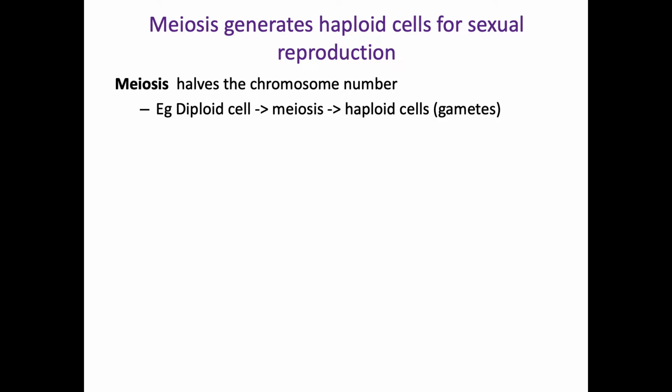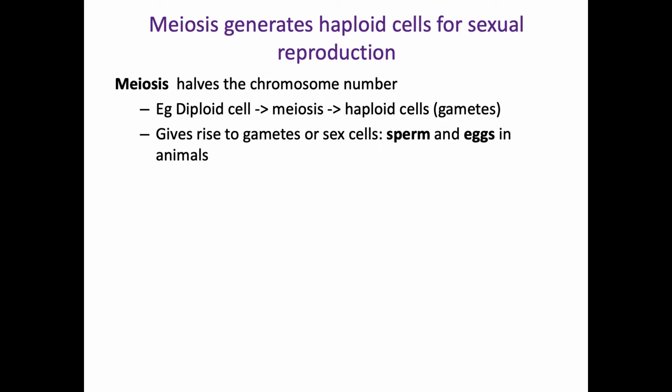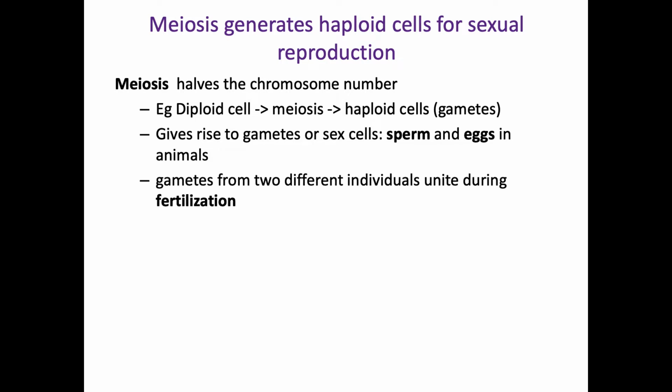These haploid cells that result from meiosis are, or will give rise to, the gametes, or the sex cells. In animals, we're looking at sperm and egg cells. During sexual reproduction, a sex cell or gamete from each of two different individuals in the same species will unite to form a new diploid individual. They unite, of course, during fertilization.